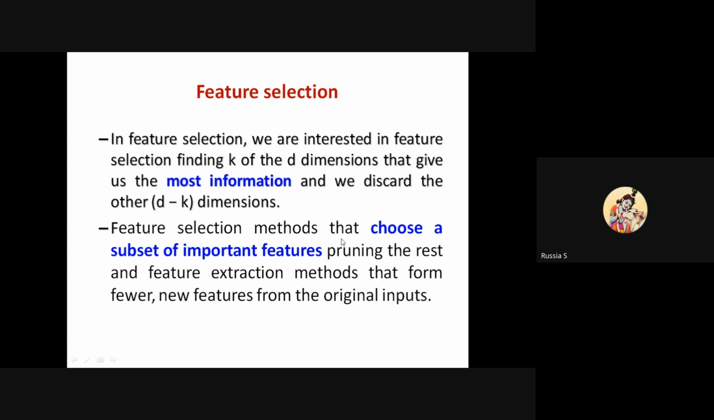Feature selection methods choose a subset of important features, pruning the rest, and feature extraction methods form fewer new features from the original inputs.